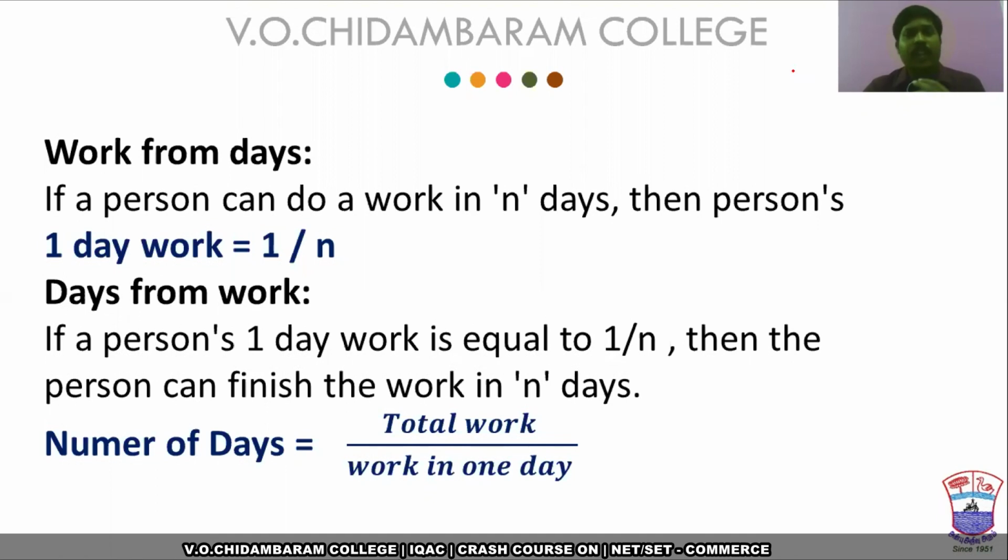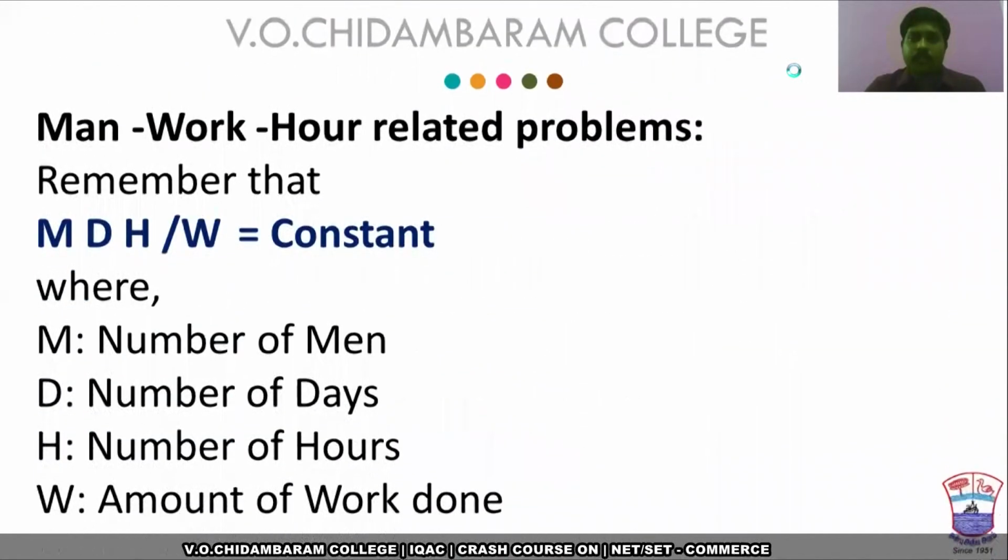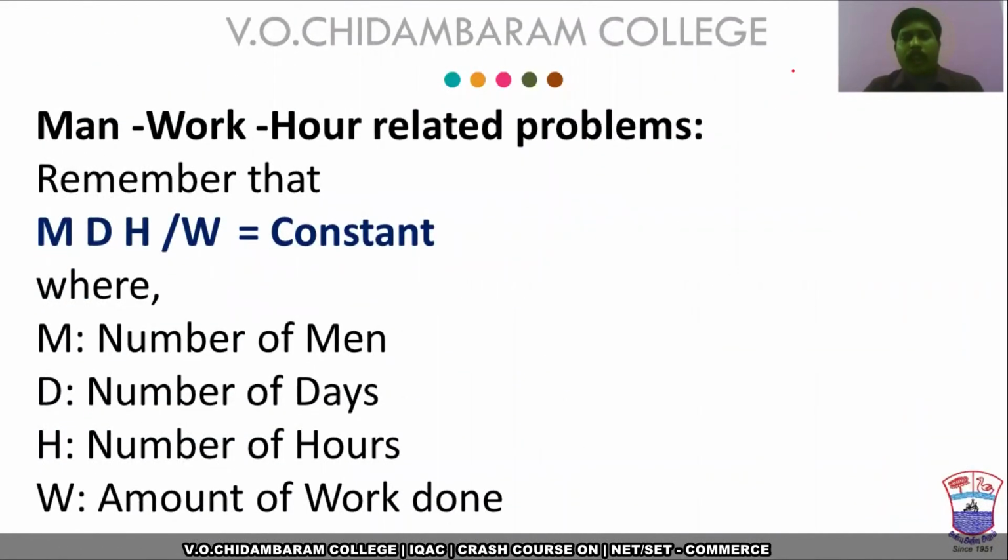If a person can do a work in n days, then the person's 1 day work is nothing but 1 by n. If A can finish a work in 5 days, then A's work done is 1 by 5. So normally, the number of days is total work by work in 1 day. So we have a problem called the man work hour related problem. So remember that MDH by W will be a constant.